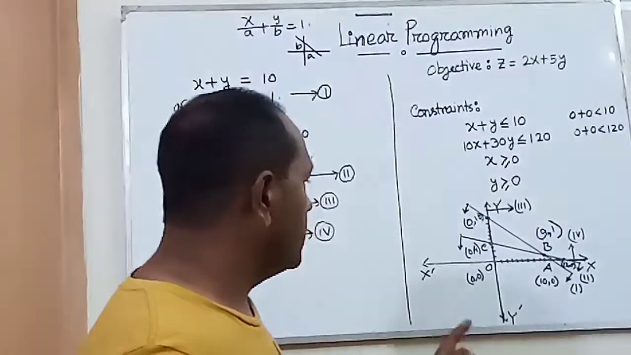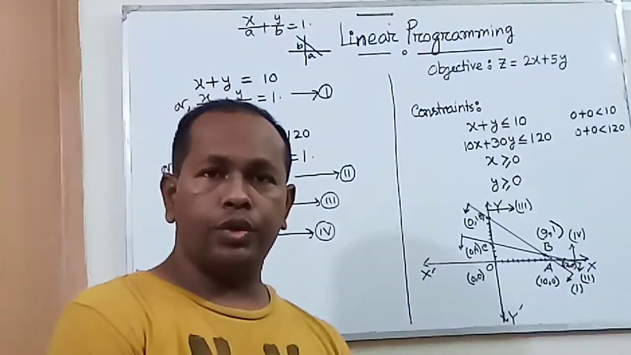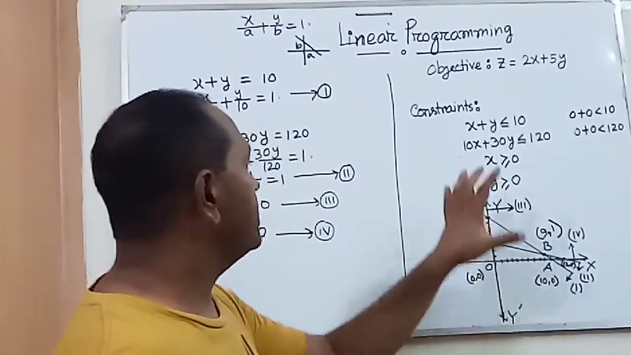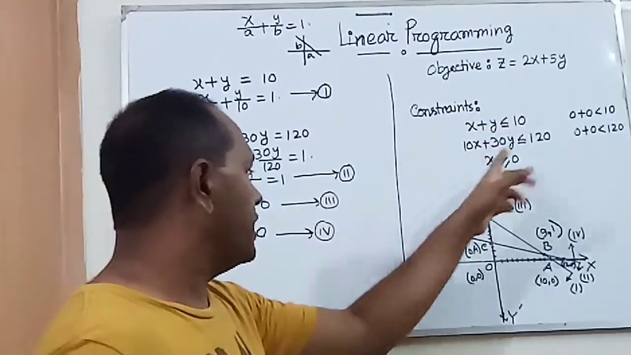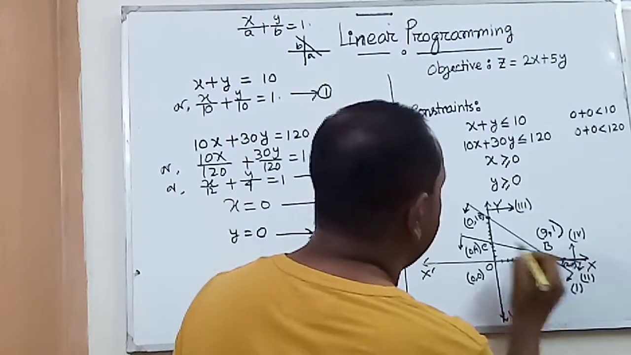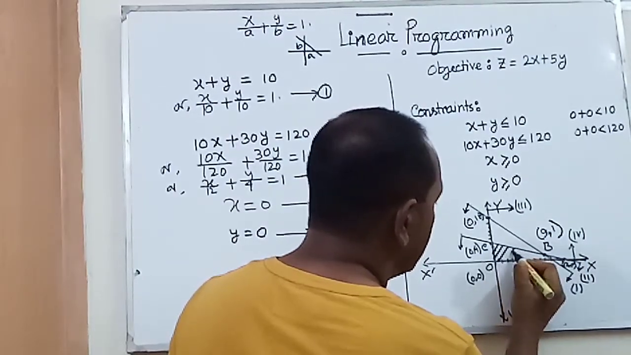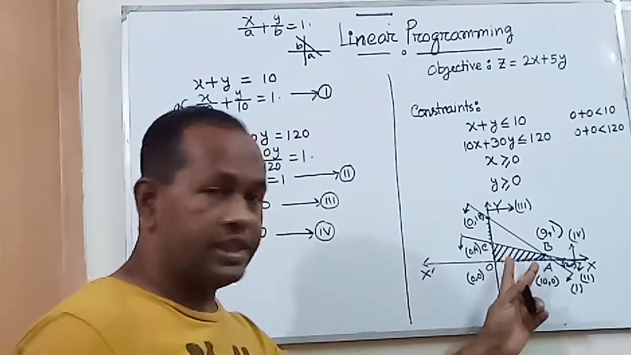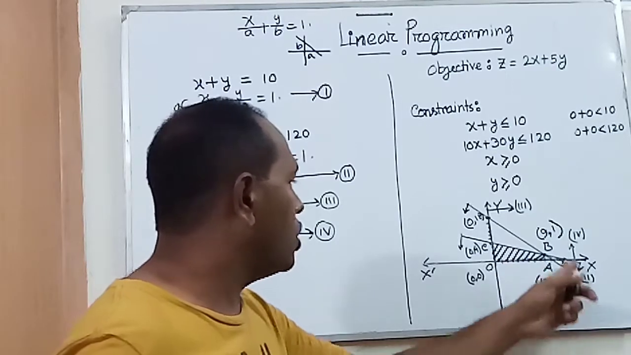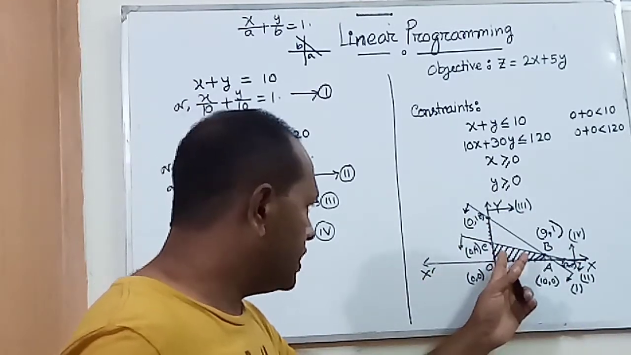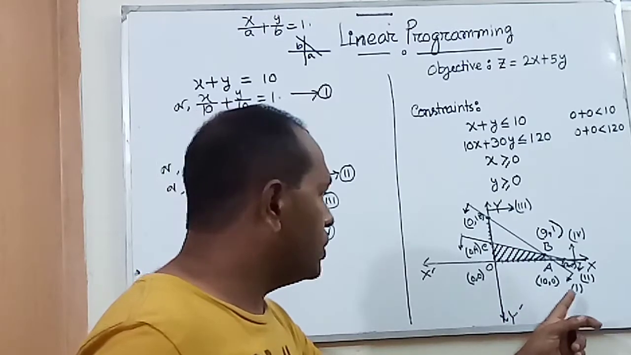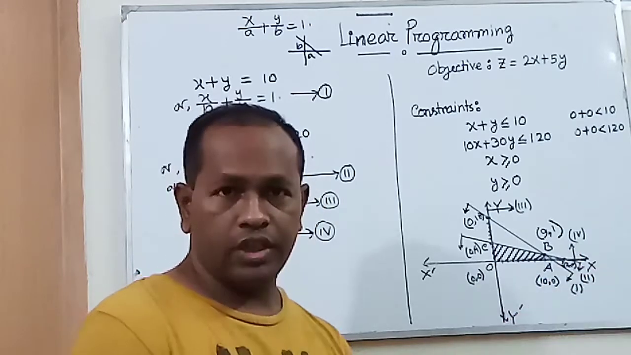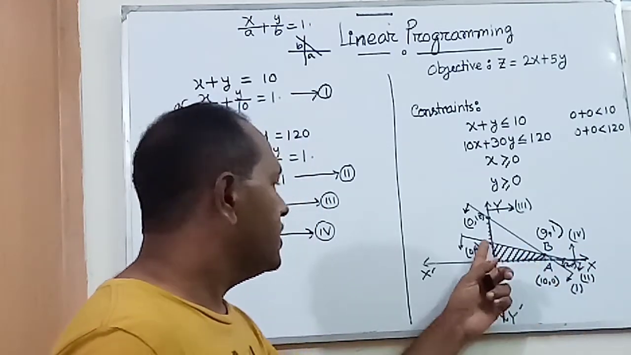Now let us see what the feasible region of these inequalities would be. Now we have to find out the feasible region. But do you know what a feasible region is? The feasible region is the common region determined by all of these inequalities. So you can say OABC is the feasible region, because this region is the common region of all the inequalities. That is, this region satisfies the first, second, third and fourth inequalities. So we can say that this is the feasible region.